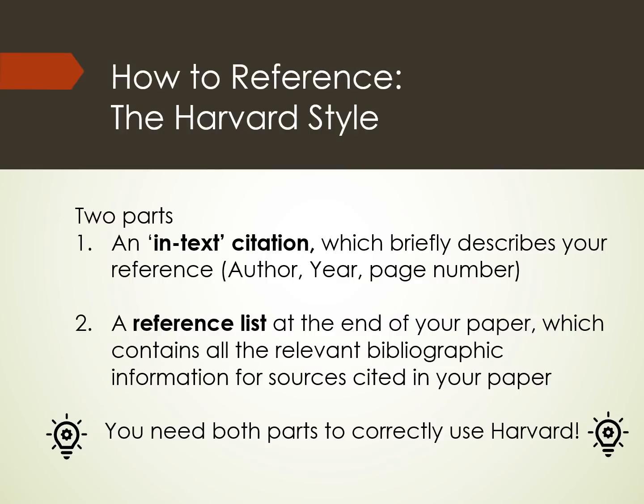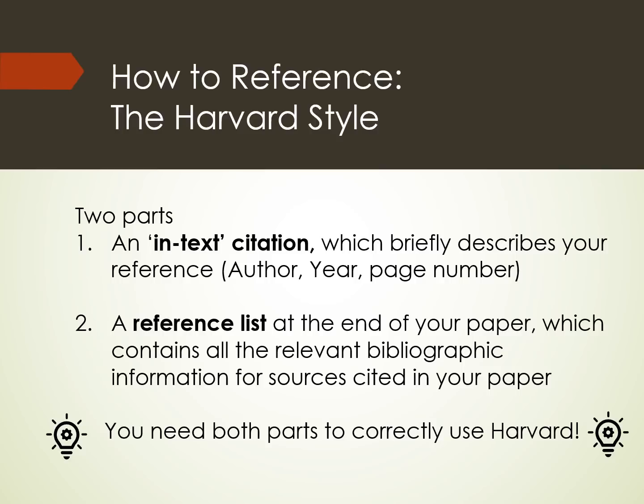Okay, so we're going to get down to the nuts and bolts now of the Harvard referencing style. As I said previously, the Harvard referencing style uses in-text citations and a reference list. So an in-text citation is where you briefly describe your reference in the body of your text in the format of author, year, page number. And a reference list is a list at the end of your paper which contains all the relevant bibliographic information for the sources cited in your paper.